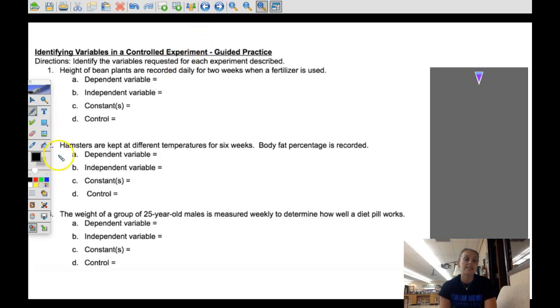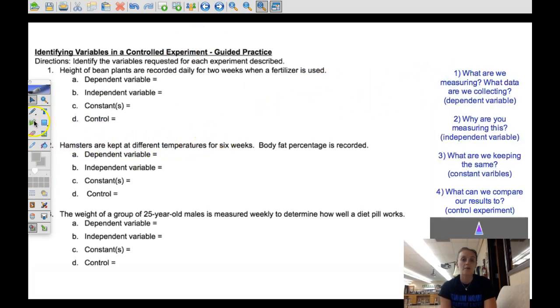Now let's practice identifying these variables. Over to the side, I have some helpful hints. And this is the order that I would recommend answering these questions in. My first hint is to ask yourself, what are we measuring? What data are we collecting? Because this is our dependent variable.